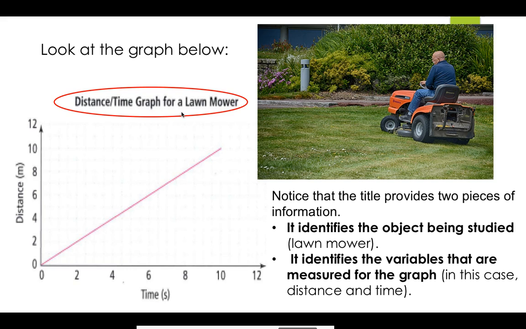This gives us a really good idea of what the graph is about, right? If it doesn't have a title and you just hand it to someone else, they don't actually know what that data and that information is being used for or recorded for. So this is why it's really important that you always have a detailed title on each of your graphs, especially in science.